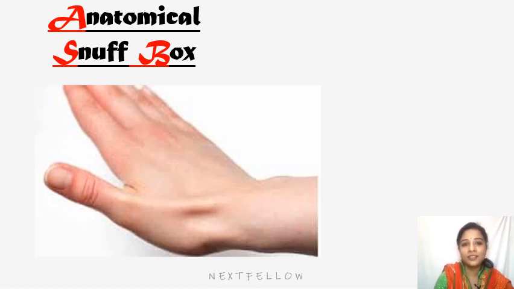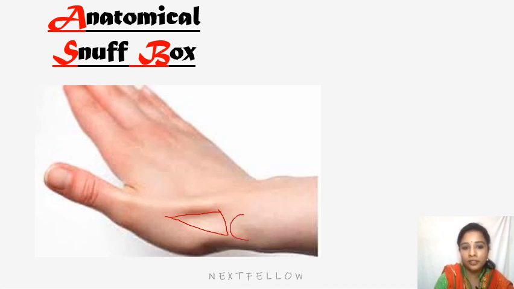Today we are going to discuss the anatomical snuff box. The anatomical snuff box is an elongated triangular depression. So here is the anatomical snuff box, an elongated triangular depression present on the lateral aspect of the wrist, immediately distal to the radial styloid process.